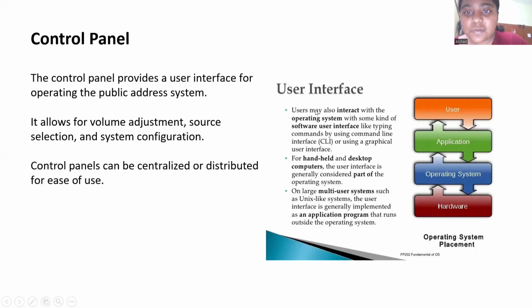User interface. Users may also interact with the operating system with some kind of software user interface, like typing commands by using a command line interface (CLI) or using a graphical user interface. For handheld and desktop computers, the user interface is generally considered part of the operating system. On large multi-user systems such as Unix-like systems, the user interface is generally implemented as an application program that runs outside the operating system.